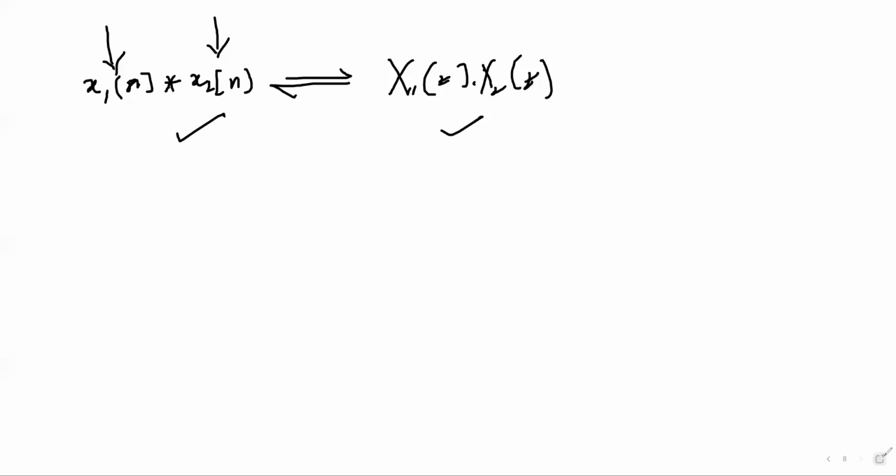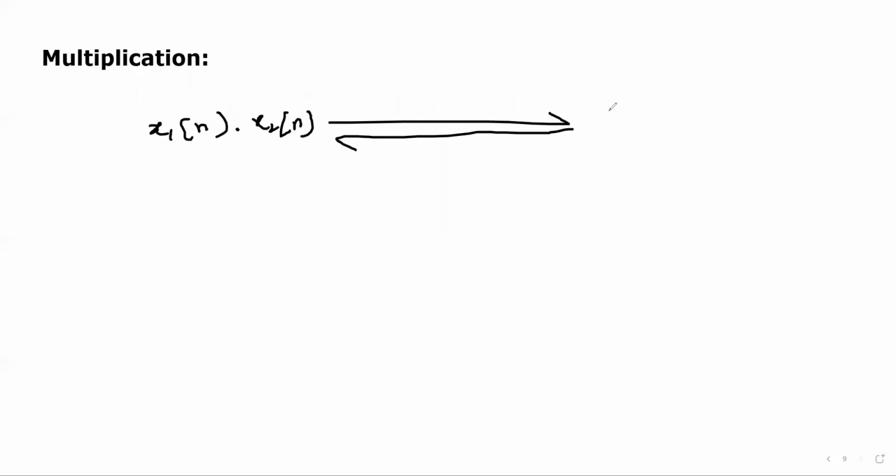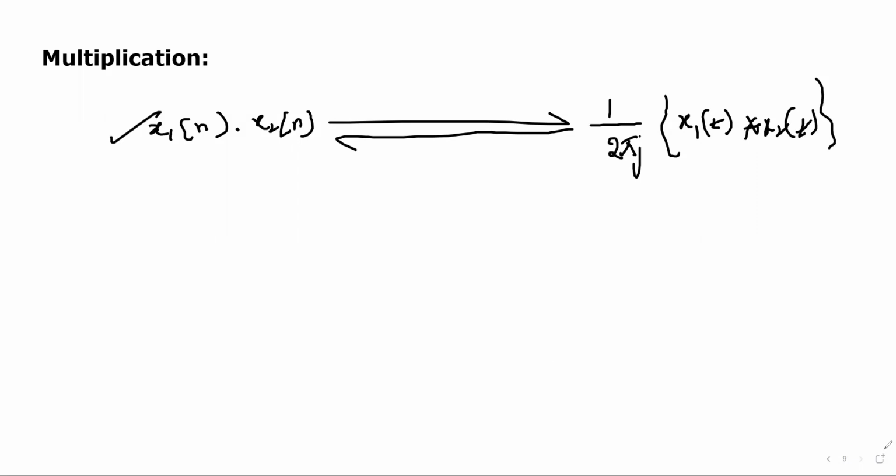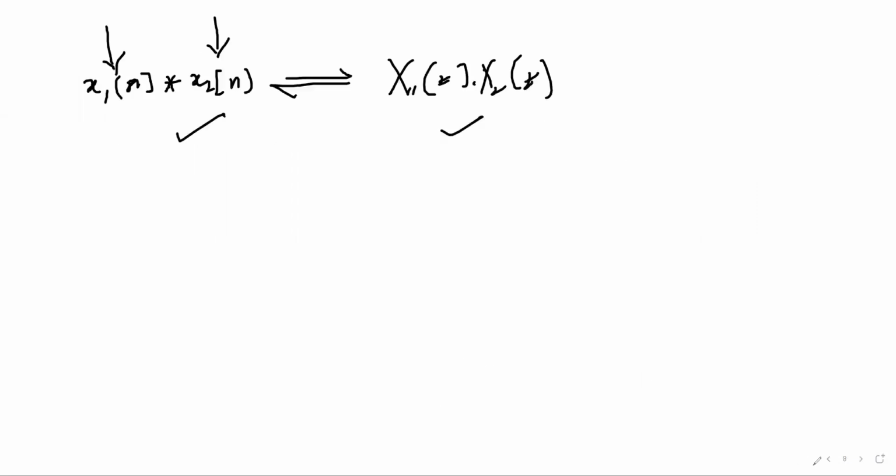The next property we have is multiplication. What is meant by multiplication in general? The multiplication is x1 of n and x2 of n dot product. If I perform a dot product, in the z domain I can write this as 1 divided by 2 pi j, x1 of z convolved with x2 of z. You can see some change from the previous one to this one.